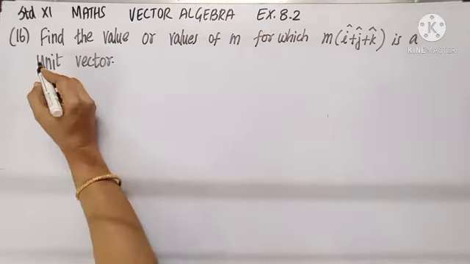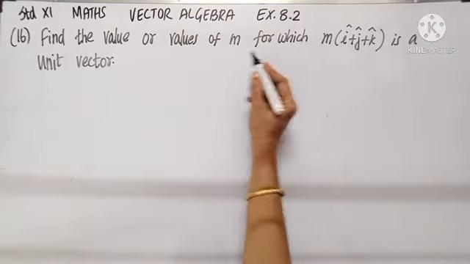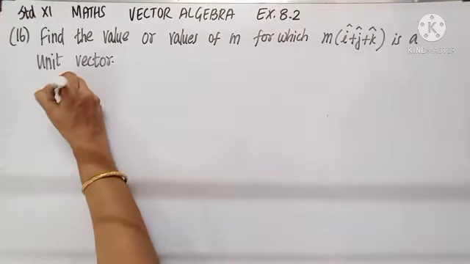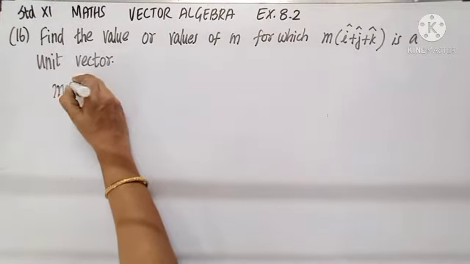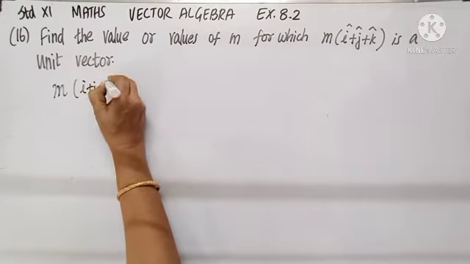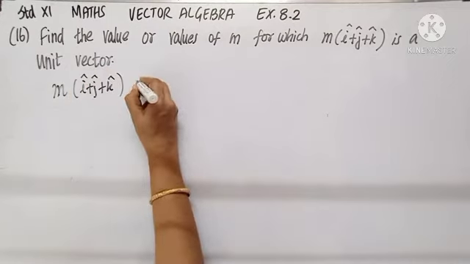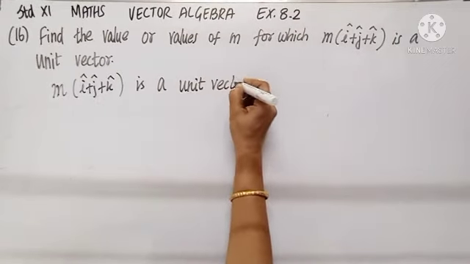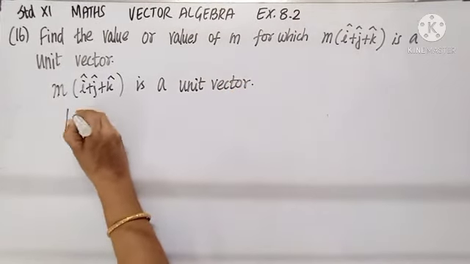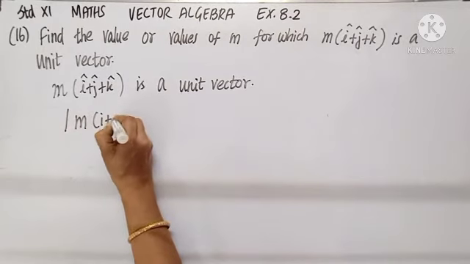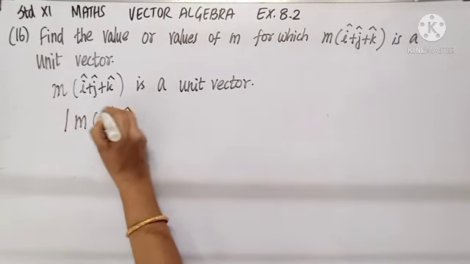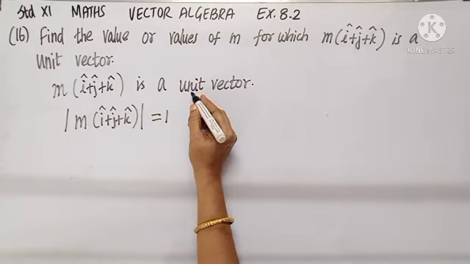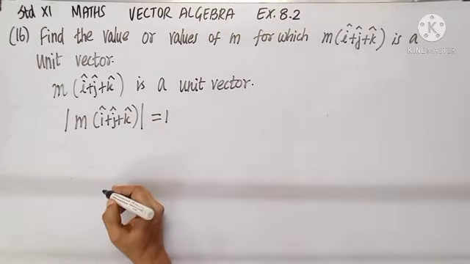Question number 16. Find the value or values of m for which the given vector is a unit vector. Given m i plus j plus k is a unit vector. Whenever I say unit vector, remember the modulus of m i plus j plus k is 1. A unit vector claims the modulus to be 1.